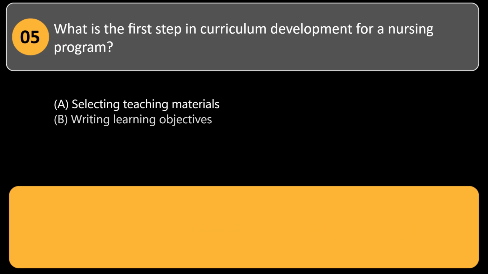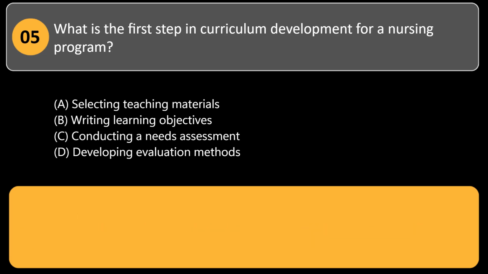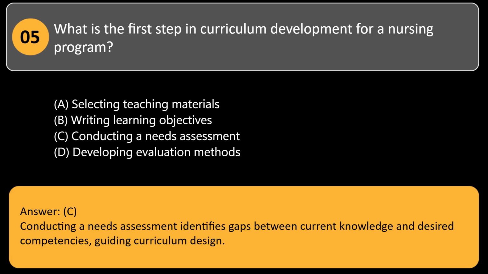What is the first step in curriculum development for a nursing program? A. Selecting teaching materials. B. Writing learning objectives. C. Conducting a needs assessment. D. Developing evaluation methods. Answer: C. Conducting a needs assessment identifies gaps between current knowledge and desired competencies, guiding curriculum design.